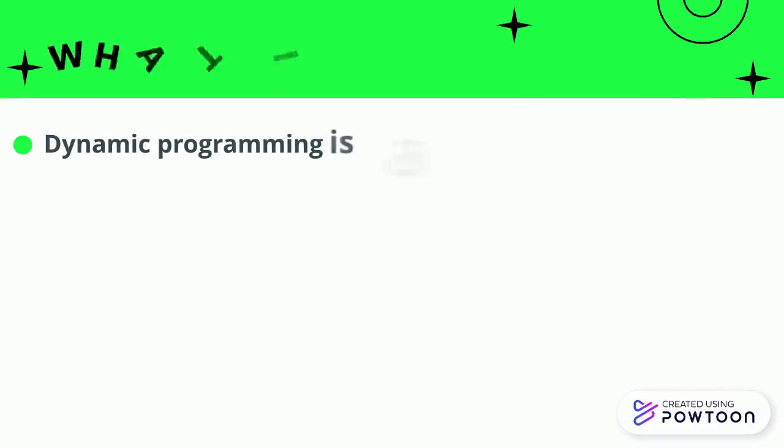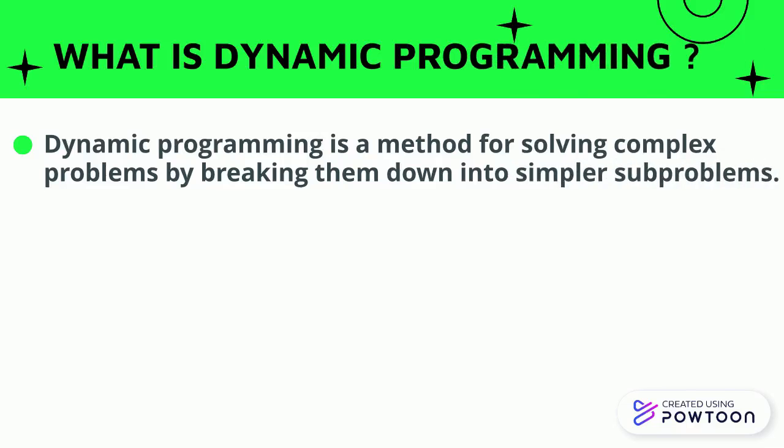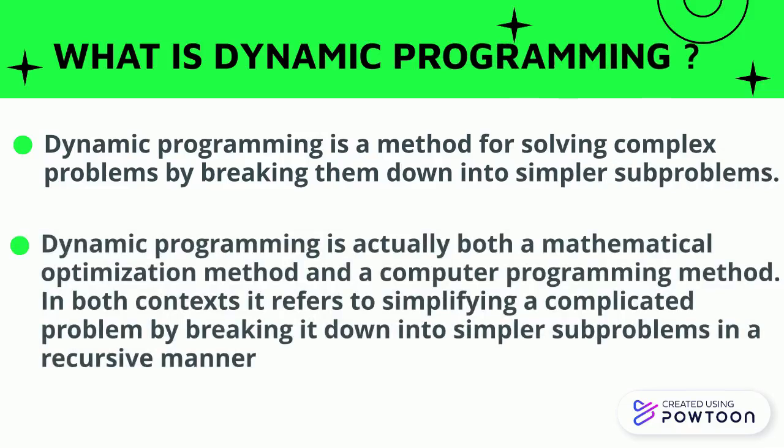So, what is dynamic programming? Dynamic programming is a method for solving complex problems by breaking them down into similar subproblems. Dynamic programming is actually both a mathematical optimization method and a computer programming method. In both contexts, it refers to simplifying a complicated problem by breaking it down into simpler subproblems in a recursive manner.